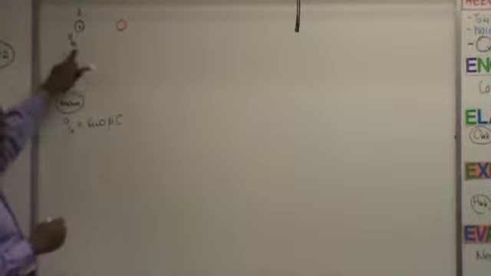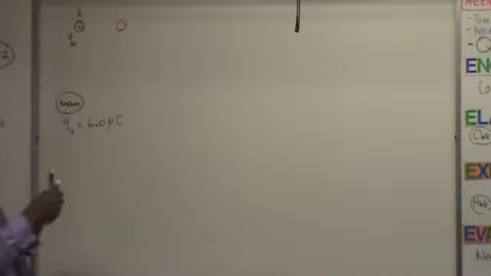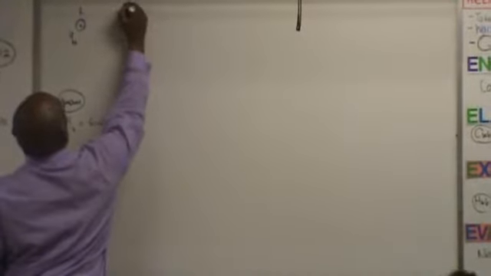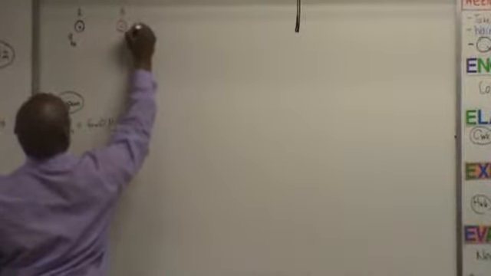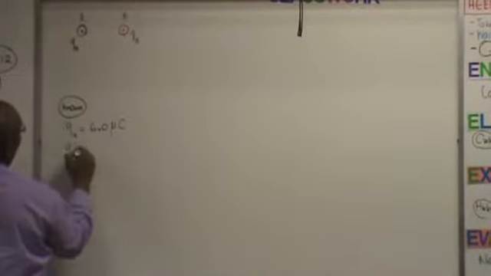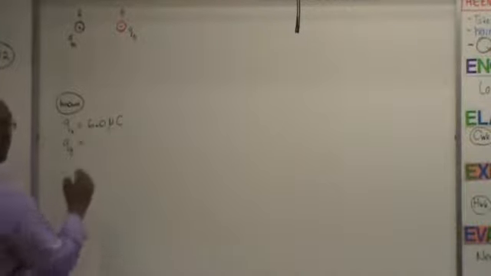So that's 6.0. And the next one is what? Next one is negative. We're going to call it B. And QB. How much is QB? Negative 3.